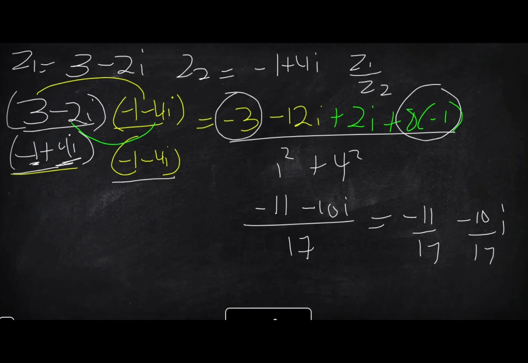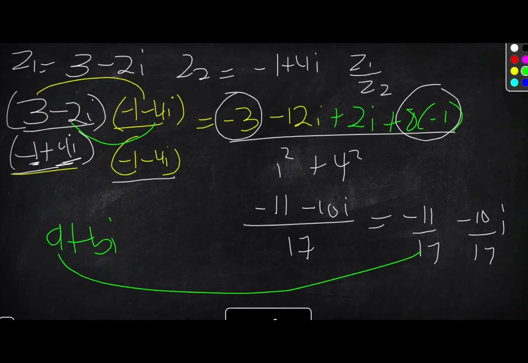So the final answer becomes -11 over 17, and then -10 over 17i. Comparing this to the general form of a complex number, a plus bi, our real number a is -11 on 17, and our imaginary number b is -10 on 17. Let's take more examples.